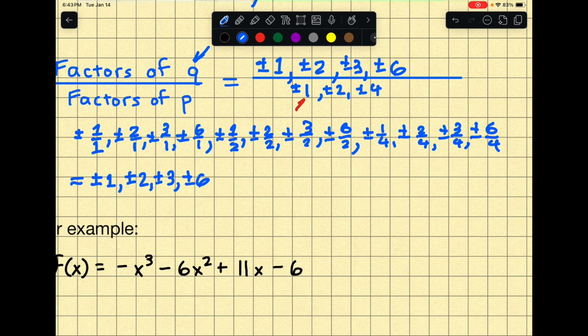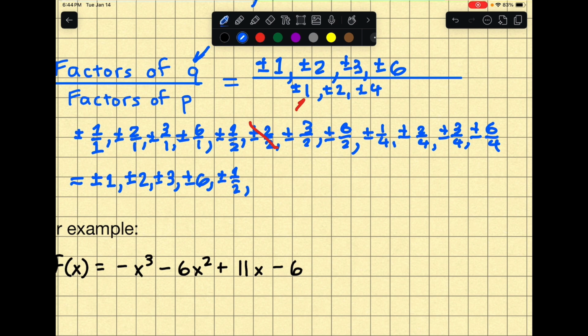Now we're going to start looking at this second set of terms here, all divided by 2. And we'll look one at a time. The first one is plus or minus 1/2. That doesn't reduce at all, so plus or minus 1/2 just stays plus or minus 1/2. Let's look at the next one. The next one is plus or minus 2/2. Well, 2/2 simplifies just to 1, which we already have. We already have plus or minus 1. So plus or minus 2/2 is actually a duplicate.